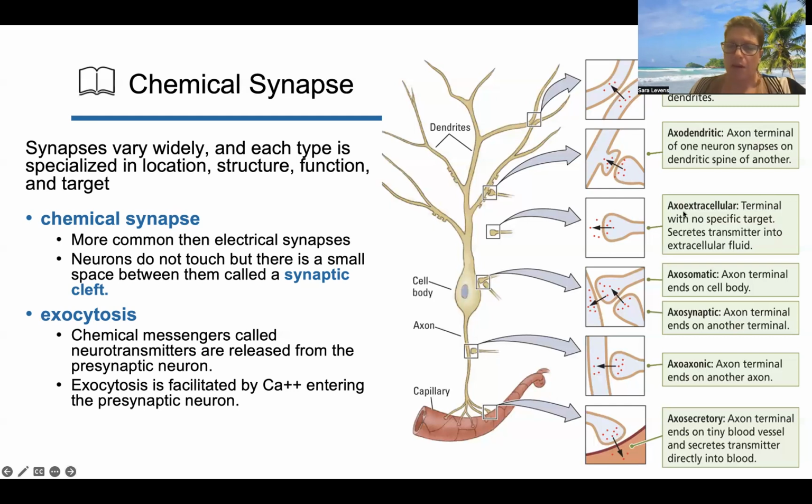We have axo-extracellular. This is quite different. This is a terminal with no specific target that secretes transmitter into extracellular fluid. So this would be something that might happen with how neurotransmitters that act as hormones would be released.